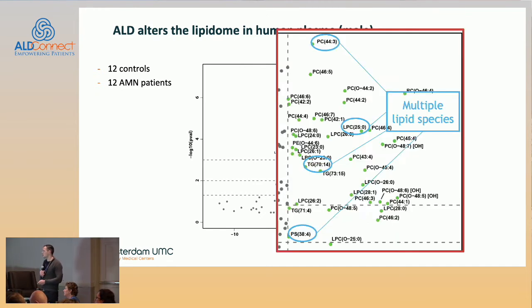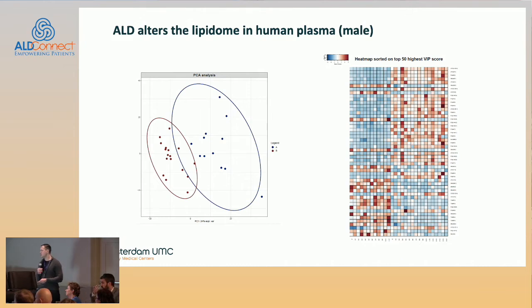When we zoom in, we can see that these are multiple lipid species. The first two letters are an abbreviation of the subfamily of lipids, and the numbers that follow give some information on the total length of the lipids. As you can see, there are various subfamilies that are changing in ALD, and it really indicates that in ALD patients there's a systemic change in their lipid profile. We can also express those results in PCA analysis, and you can clearly see that we can distinguish these two groups. Also in a heat map you really see that there are large systemic changes in ALD patients.